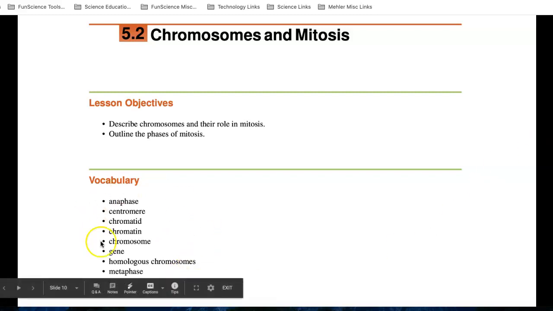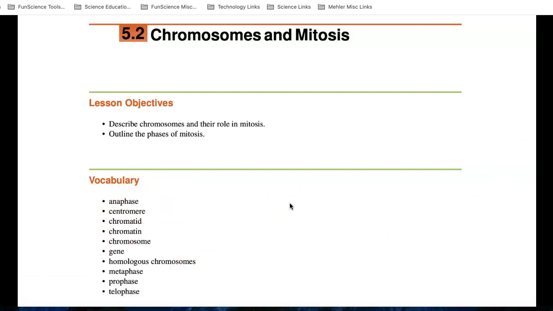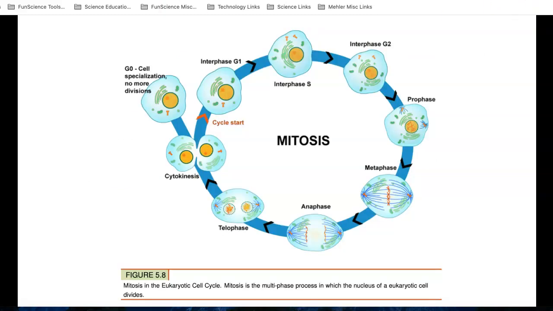I included the vocabulary because there's lots of new vocabulary in this section that you may want to study and understand. So let's go to the next page, and this is a really nice stylized version of the cell cycle. So here's mitosis in the cell cycle. Here we are in G1. All this is interphase, G2, but then something starts to happen down here. And in this case, the DNA starts to duplicate itself. The chromosomes duplicate themselves.